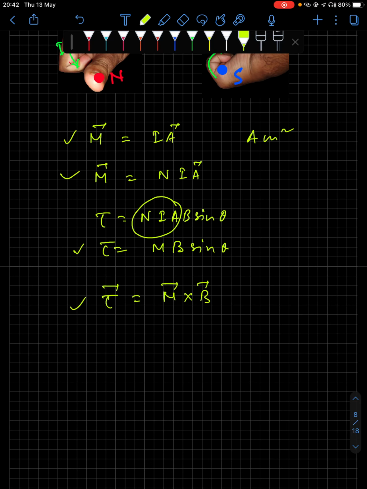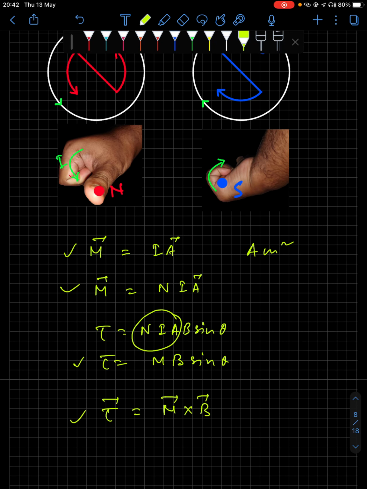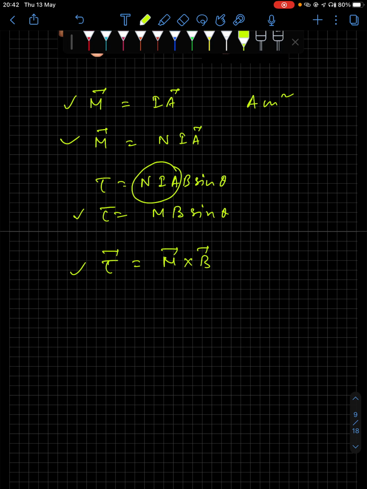So what is the direction of the magnetic dipole moment? It is always from north pole to south pole. The direction of electric dipole moment is from negative to positive, negative charge to positive charge. Okay, the direction is from south to north. This has to be remembered.